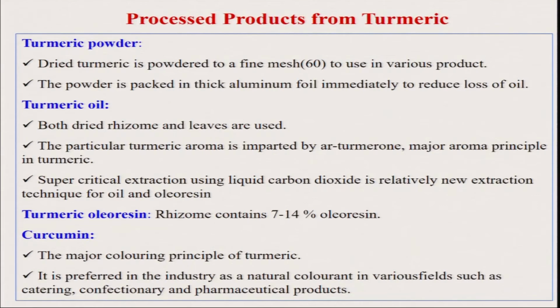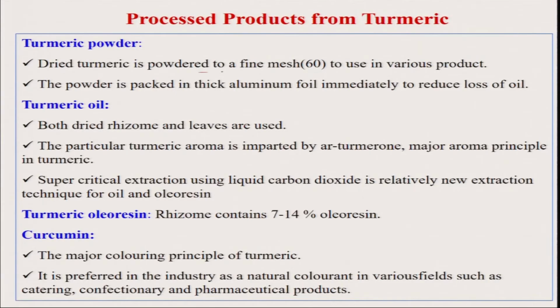We also have to make value added produce from turmeric. We cannot store the turmeric, and we cannot sell it immediately to the market. So, what can we do? We can make different types of products from turmeric. One of the most important is turmeric powder, which is of very high value, and for that we have to dry it and powder it.